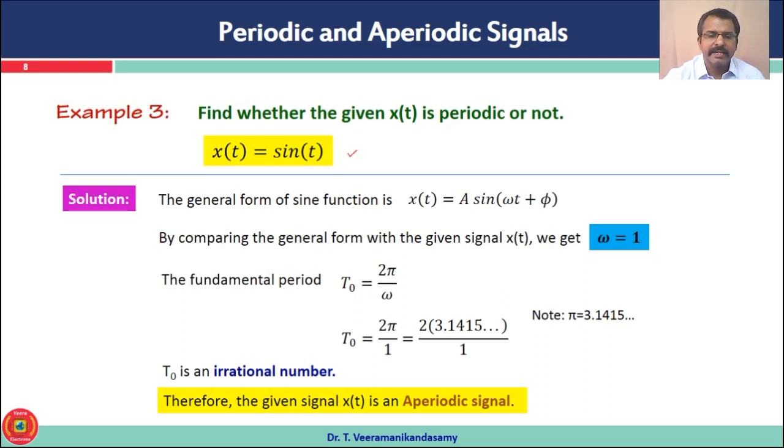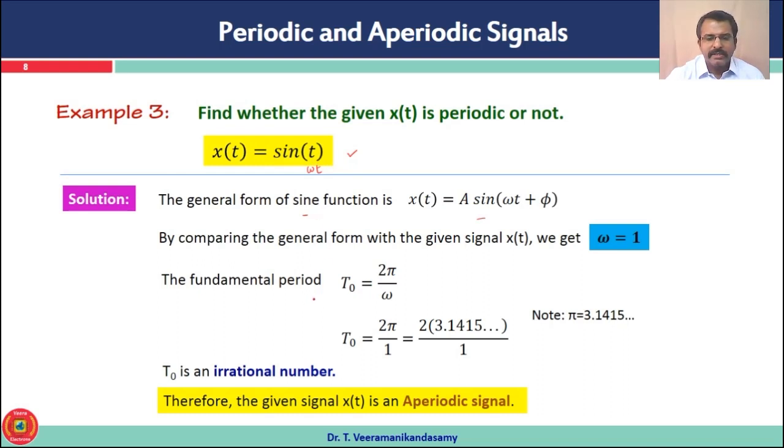Then example 3, find whether the given signal x of t is periodic or not. x of t is sin t. The solution for the problem: the signal x of t has a sine function, so we need to write the general form of the sine function. x of t is equal to A sin of omega t plus phi. By comparing the general form with the given signal x of t, we get the omega value. So it is sin omega t. Here the phase angle is 0, and omega is 1.